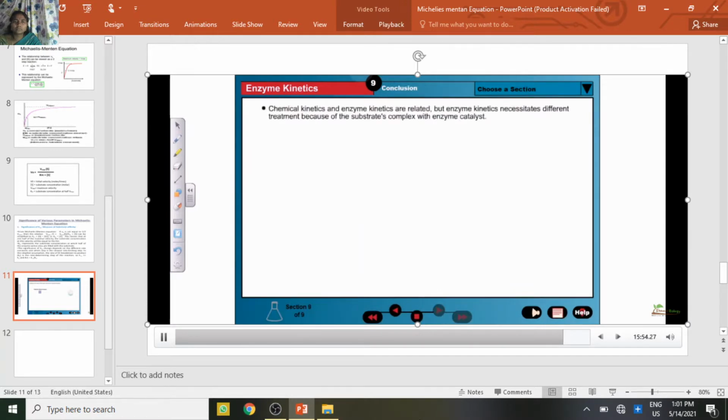Chemical kinetics and enzyme kinetics are related, but because of the complex of enzyme with bound substrate, enzyme kinetics only correlates well with chemical kinetics in the extreme cases with very limited substrate or vast excess of substrate. Michaelis-Menten enzyme kinetics describes the behavior of enzymes over a wide range of substrate concentrations.